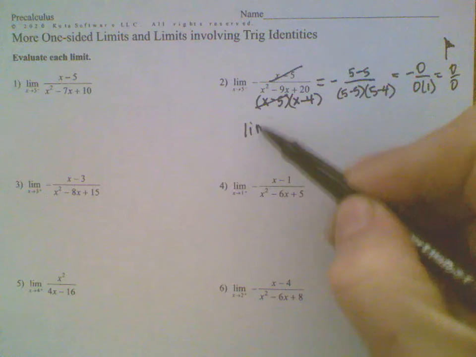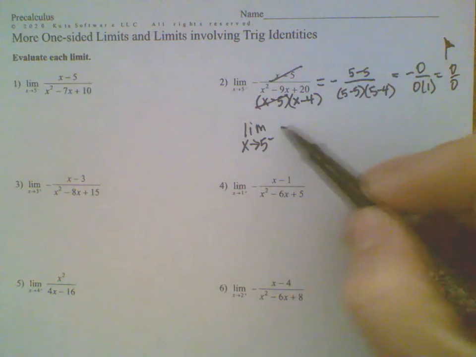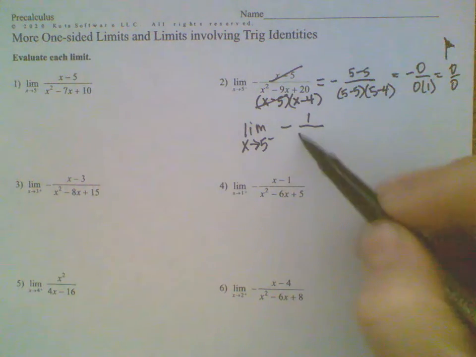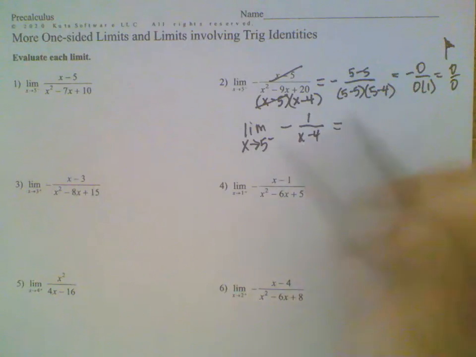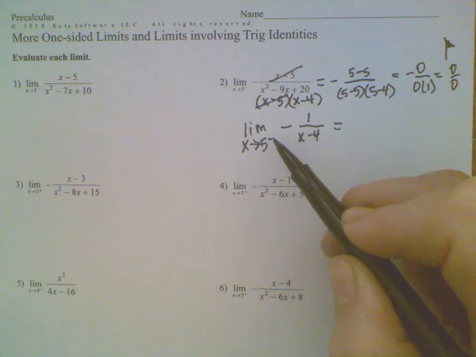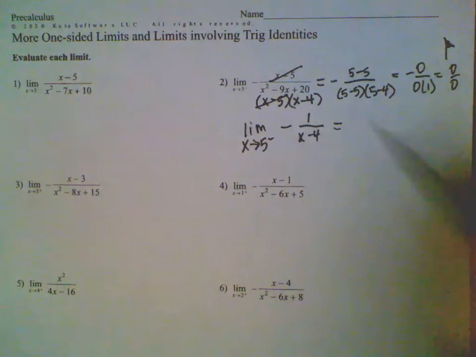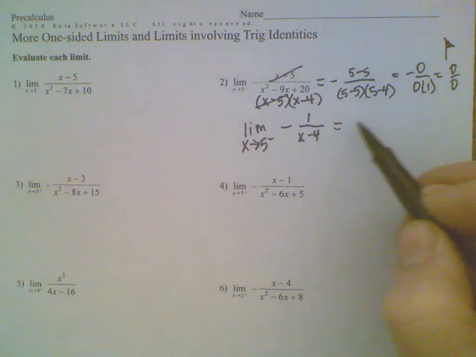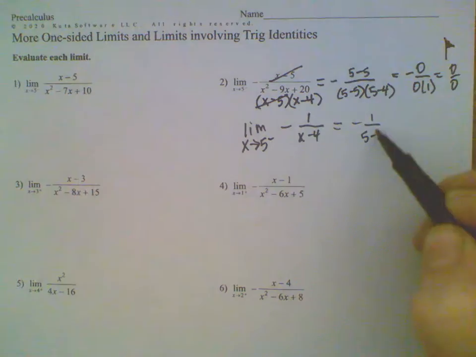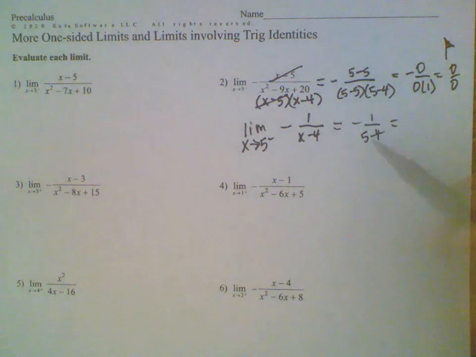So I'm looking at the limit as x approaches 5 from the left of the opposite of 1 over x minus 4 is what I'm left with. And again, I'm just going to plug that right in. I'm going to ignore the fact that it's from the left right now, because it doesn't really matter. This is just a regular old function that I'm looking at. And so I will plug in that 5, and I get the opposite of 1 over 5 minus 4, which is the opposite of 1 over 1, or negative 1. And that's it. That's my limit.